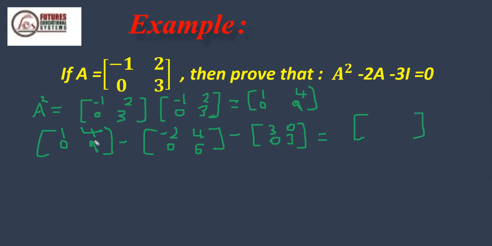The result: 1 plus 2 equals 3. 3 minus 3 is 0. 4 minus 4 equals 0. Minus 0 gives me 0. 0 minus 0 equals 0. 9 minus 6 minus 3 equals 0. The result is the zero matrix. Therefore, the left hand side equals the right hand side.